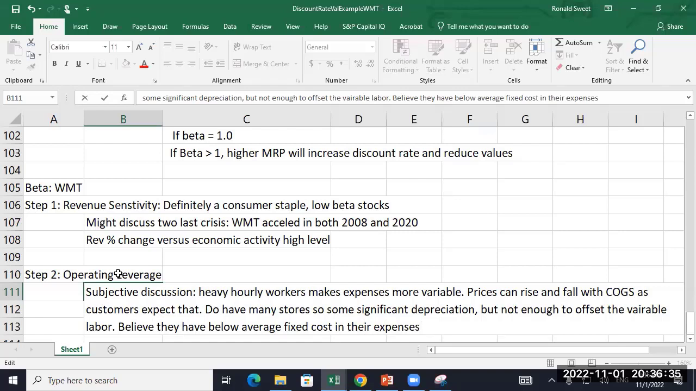You know, subjectively talk about it. Do you have heavy union labor? Do you have heavy CapEx, heavy research and development costs? Do you have salaried workers that are very high paid professional workers?